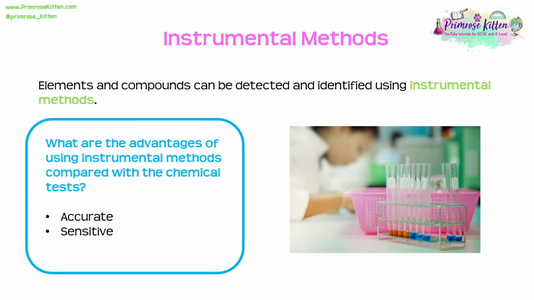Instrumental methods are also very sensitive. They can detect even very, very small amounts, which perhaps our chemical tests couldn't pick up on. They're also very rapid. We just pop them in the machine and they can immediately identify what we have. And those are our 3 advantages that we need to know.